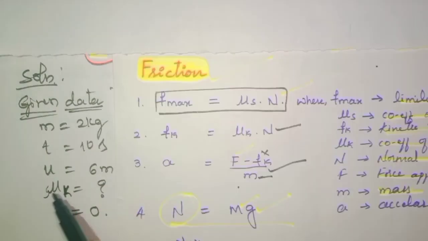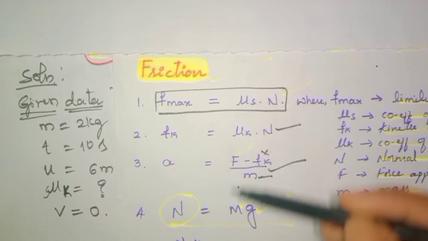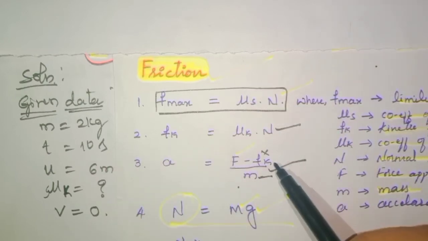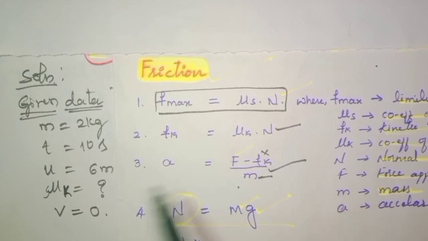Okay, now we have to calculate the coefficient of kinetic friction, right? Then which formula do we need to use? For that, we should have a list of formulas so that we can compare the data and use the appropriate formula. Is it clear? So let's compare the data.